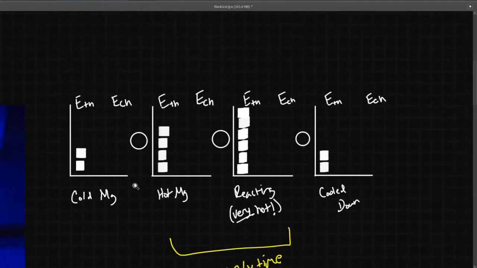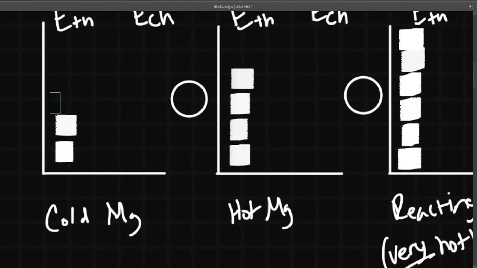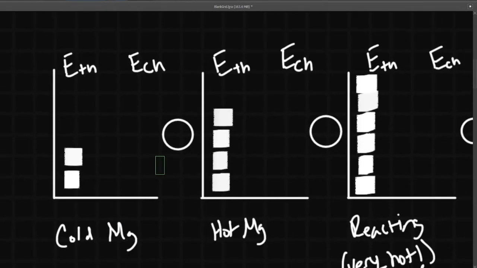So that means here, ECH is not what's causing this change. What must be causing this change is we must just be putting energy in, which makes sense. We put this thing in a flame, so we're putting energy in. This is the energy that is making the ETH hotter.